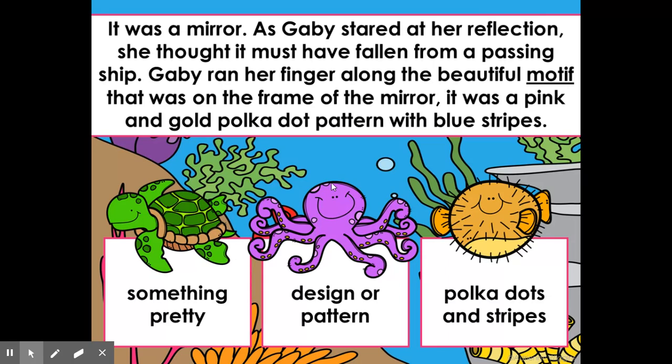All right, it was a mirror. As Gabby stared at her reflection, she thought it must have fallen from a passing ship. Gabby ran her finger along the beautiful motif that was on the frame of the mirror. It was a pink and gold polka dot pattern with blue stripes. So you have to figure out what motif means. Something pretty, designer pattern, polka dots and stripes. All right, Miss Livingston, pause. Let the class figure out what it is. All right. A motif is a designer pattern.